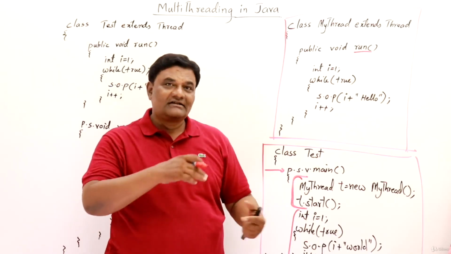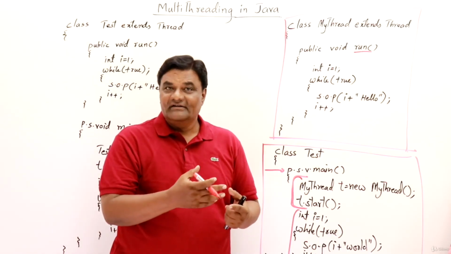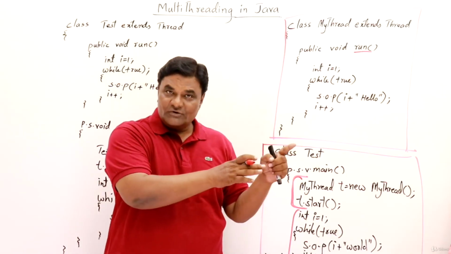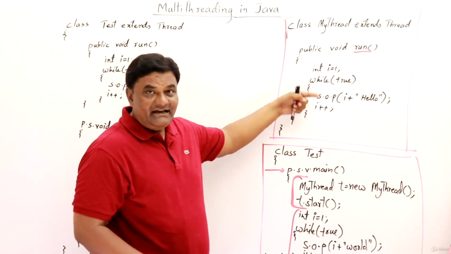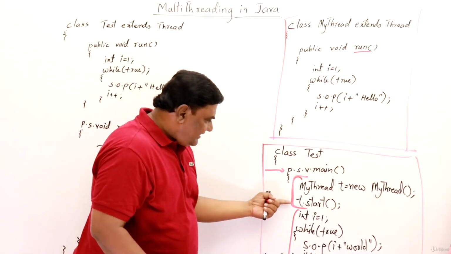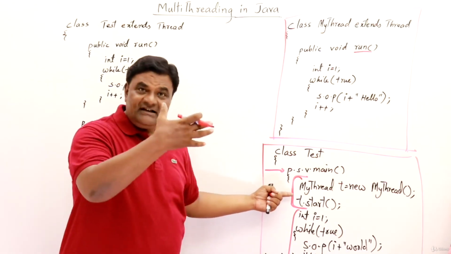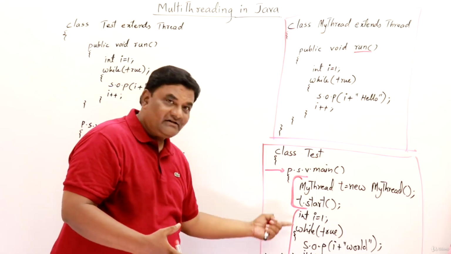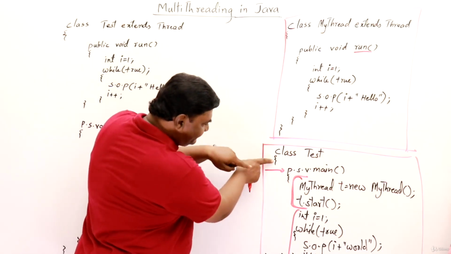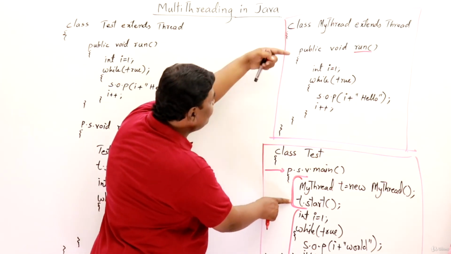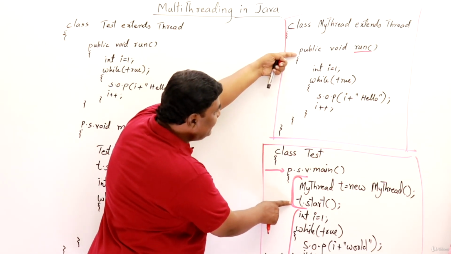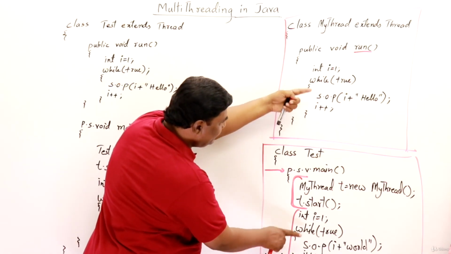So the thread will start and run in its own way. That is a separate control flow. It enters here and starts printing this hello with the counter. After starting, the main's control flow continues here. It's like a single control flow coming till here. Then when you say t.start, a new control flow starts, and this will continue.